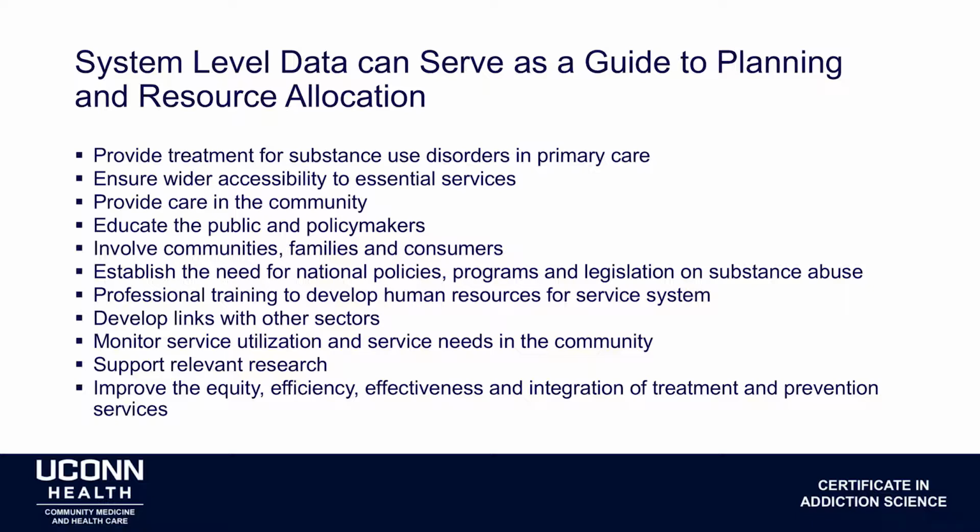The data collected can establish the need for national policies, for example, for the opioid epidemic, where we're going to be talking about not only the need for treatment, but the need to prevent abusive prescription practices and manufacturing practices by the pharmaceutical industry that have contributed to the dramatic increase in exposure. We want to be able, for needs assessment, to develop links with other sectors, criminal justice, for example, so that we can coordinate services better. And we can use this data to support relevant research and monitor service utilization. And finally, as you've been exposed to in our discussion of system issues, improving the equity, the efficiency, the effectiveness, the integration, and finally, the population impact of alcohol and drug services.